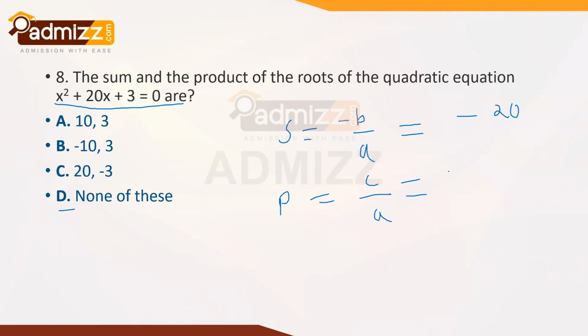Which is equal to 3, right? So this sum is minus 20, product is 3, but minus 23 is not present anywhere in these three solutions. So the correct answer is option number D, right? Is this clear to everyone? It's fairly simple. This is quite direct.